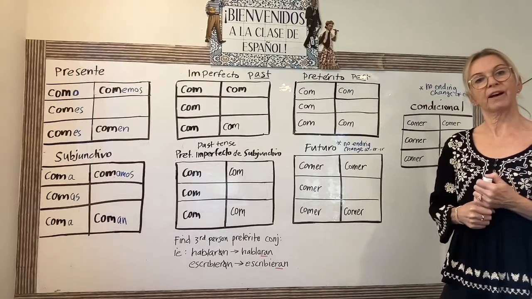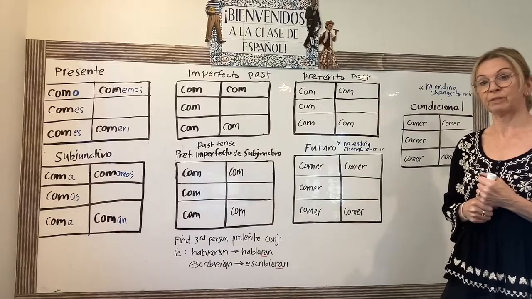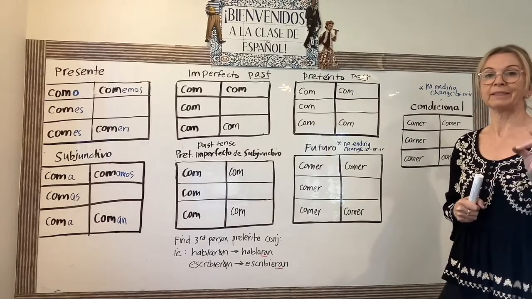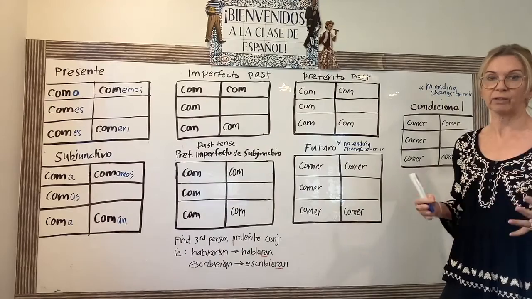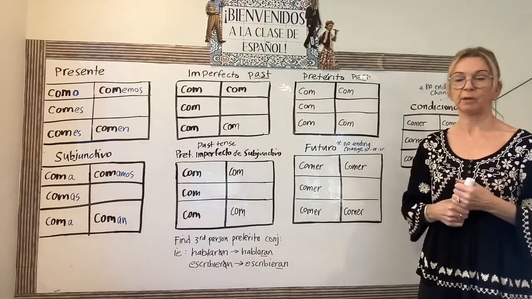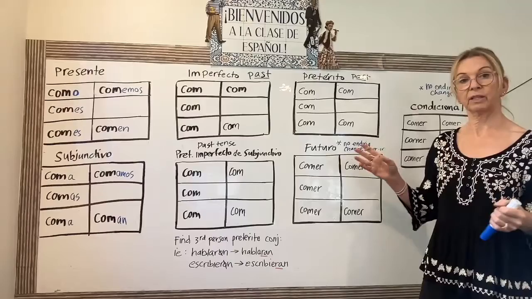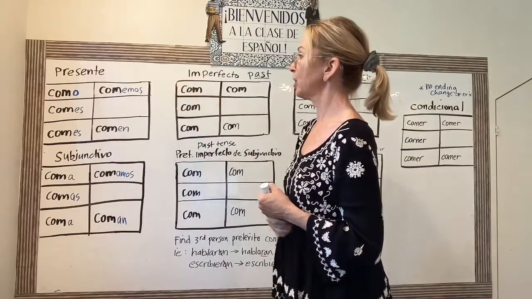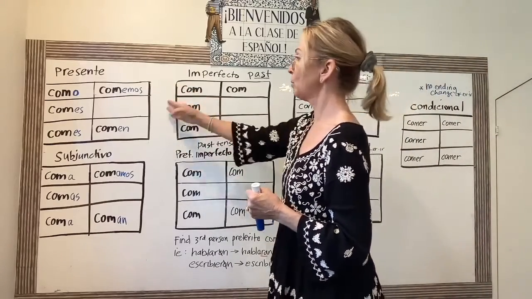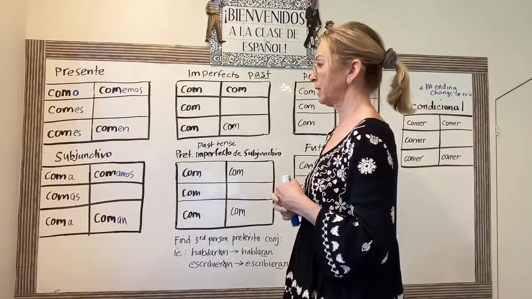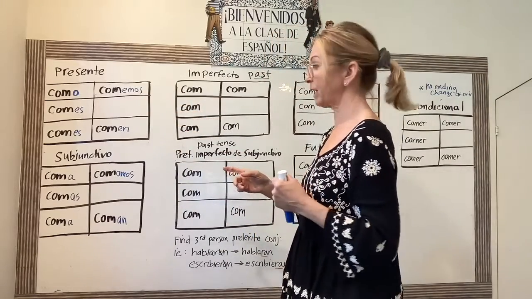Okay, so let's move on to ER verbs. And remembering that there's going to be just one little detail with an IR verb, but in general, once you know ER verbs and all these tenses, the IR verbs are very similar. Okay, let's look at the present tense. You guys know this already. Present tense ER verb, comer. Como, comes, come, comemos, comen. You know that. Let's look at what happens with the subjunctive tense.